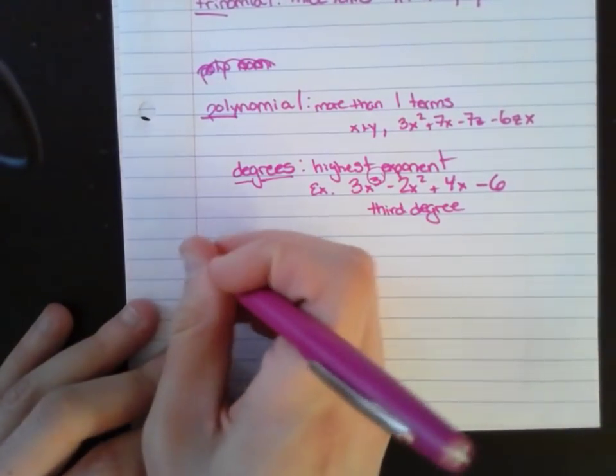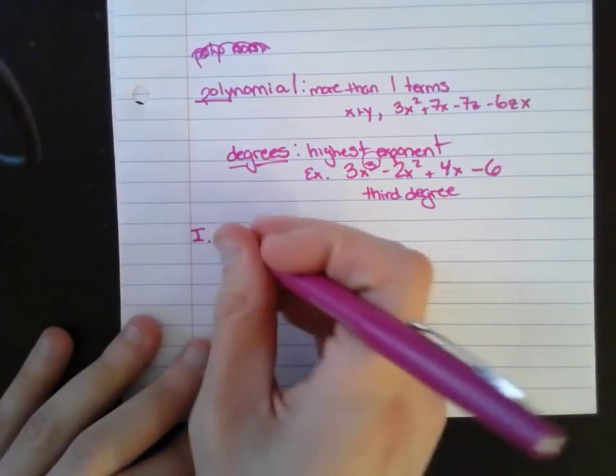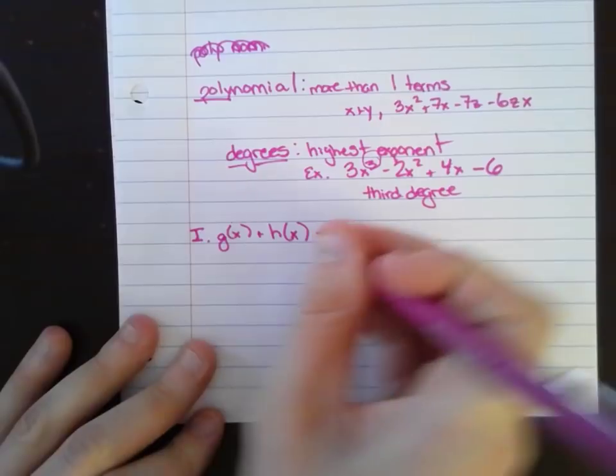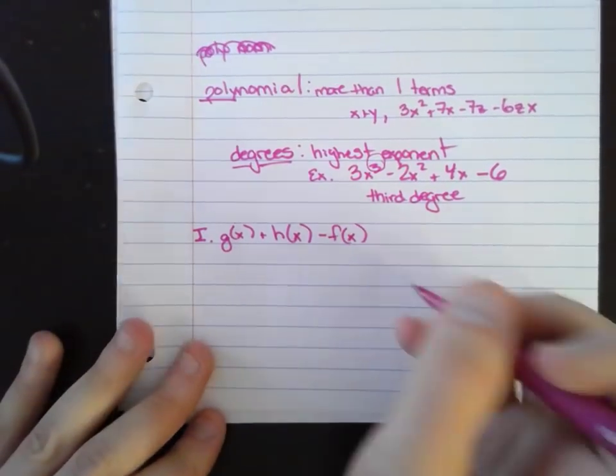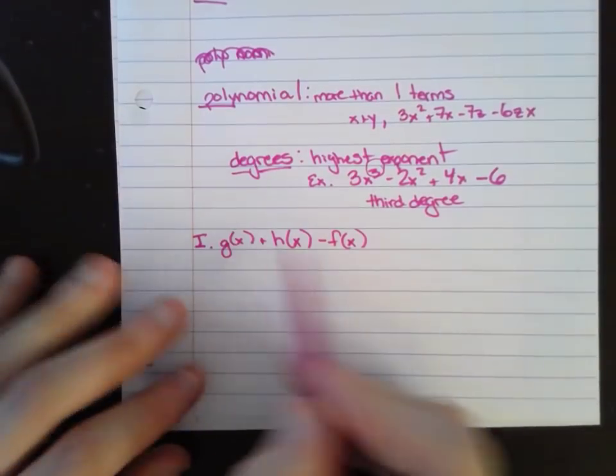Operations with polynomials. So it says adding and subtracting polynomials. I need to simplify g of x plus h of x minus f of x. And it tells you that f of x is 4x squared plus 2x minus 1, g of x is negative 3x plus 4, and h of x is negative 5x squared minus 1. Alright? I need to complete this expression.